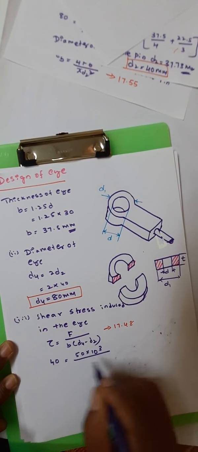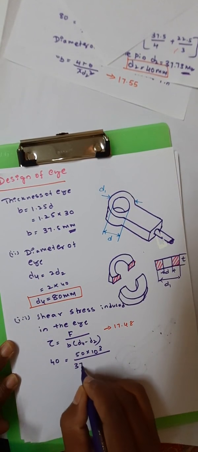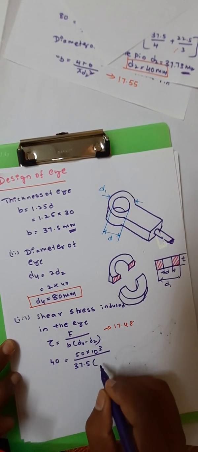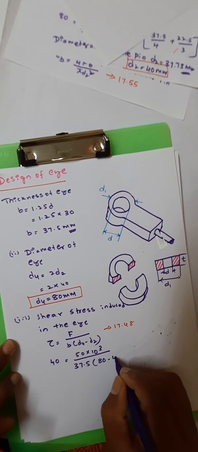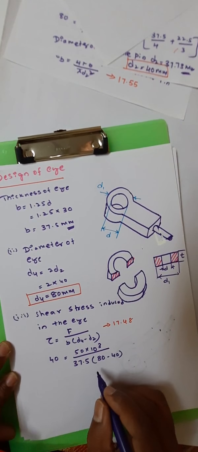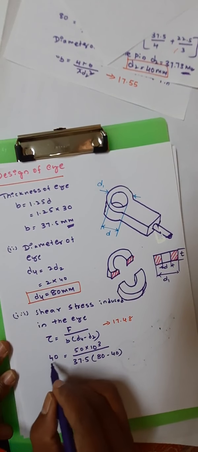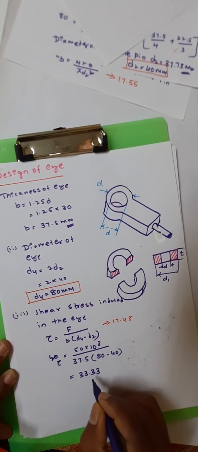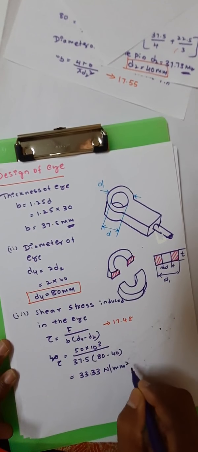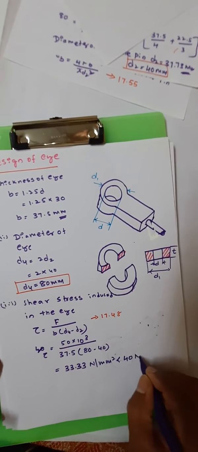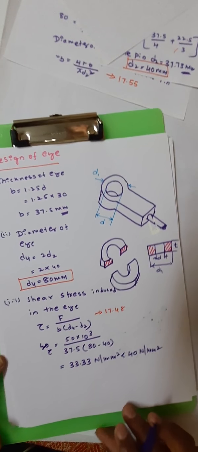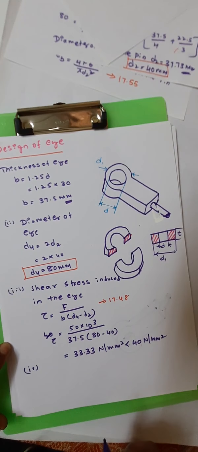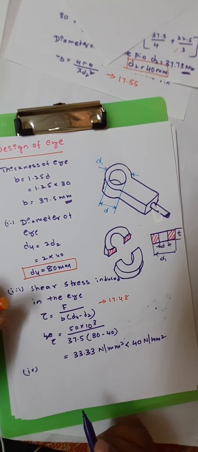So we know the value of tau, that is 40, is equal to 50 into 10 to the power 3 divided by, we know the value of B, that is 37.5 with respect to this design of I, into, we know the value of d4, that is 80, minus we know the value of d2, that is 40. If we simplify this, we'll get tau as 33.33 Newton per mm square, which is less than the 40 Newton per mm square. So the design is safe with respect to the shear stresses.